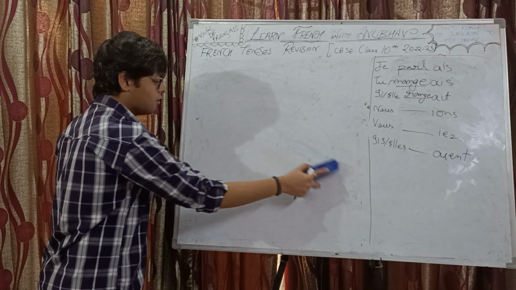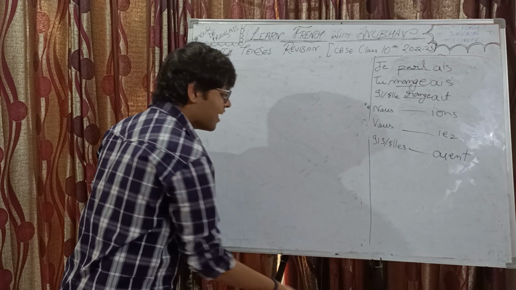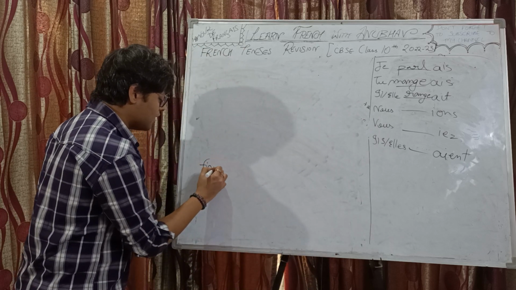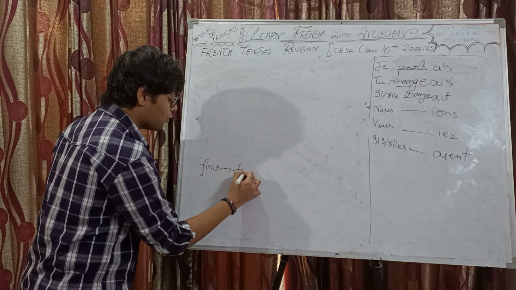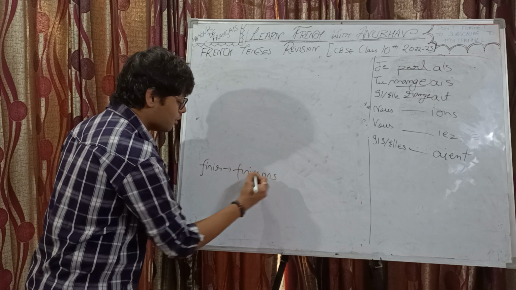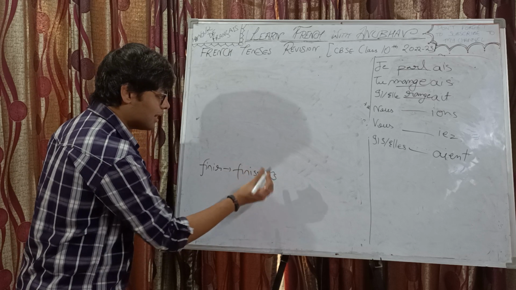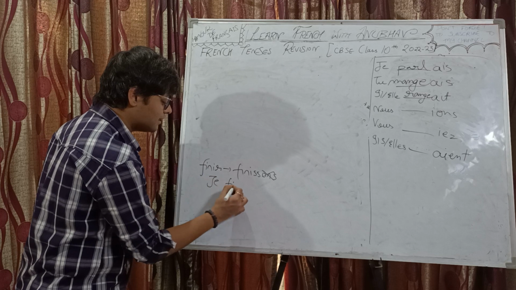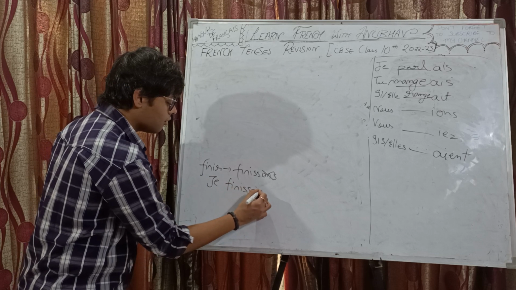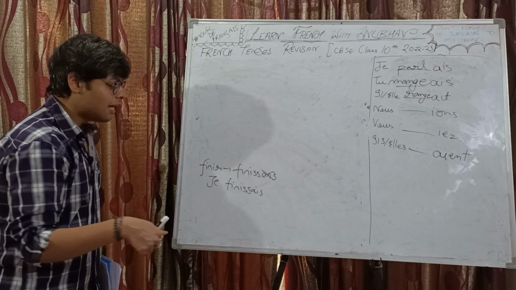Okay, let's quickly discuss an IR ending verb as well. For example, finir, nous finissons. Right. You remove the ONS and then you add the ending. For example, je finissais. Easy, right?